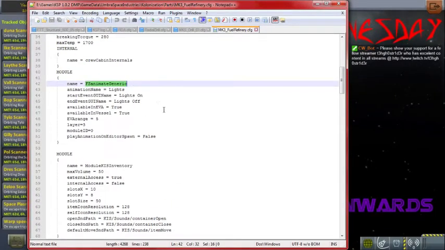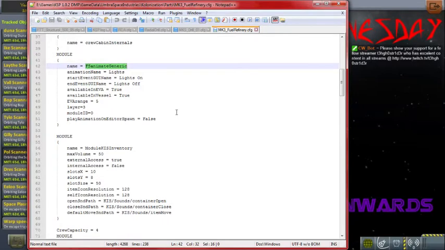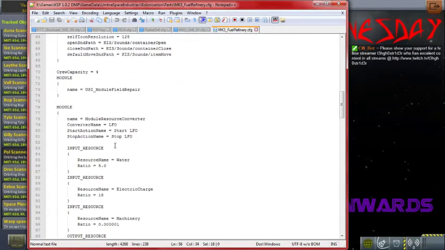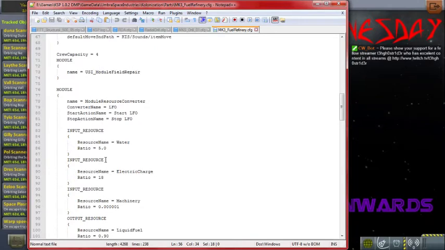FS animate generic is just the fire spitter animation generic. We've been through that. Module KISS inventory, if you're using KISS, is the module that stores your parts.